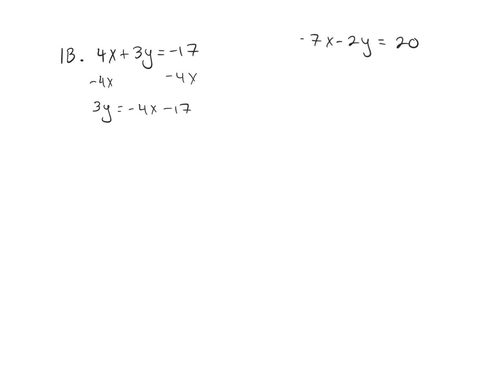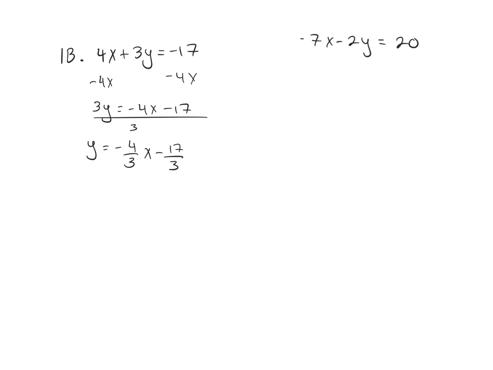Alright, so I'm rewriting 1b just to make sure I have space. So 1b is 4x plus 3y equals negative 17. And then the other equation is negative 7x minus 2y is equal to 20. Now, I wrote them separately just to be able to solve them right off the bat. So I'm going to go ahead and start with minus 4x. So I'll get 3y is equal to negative 4x minus 17. Then I'll divide by 3 and we get y is equal to negative 4 over 3x minus 17 over 3.